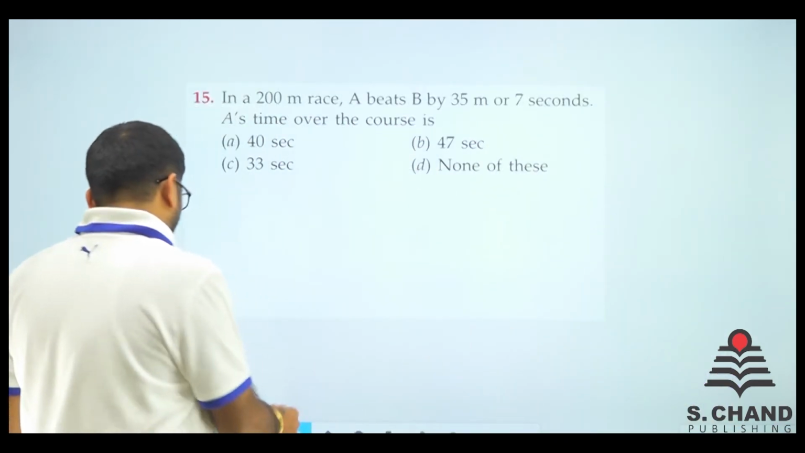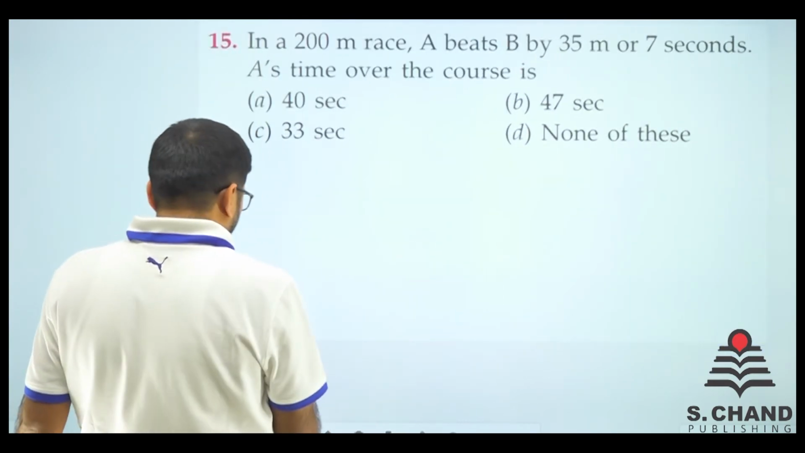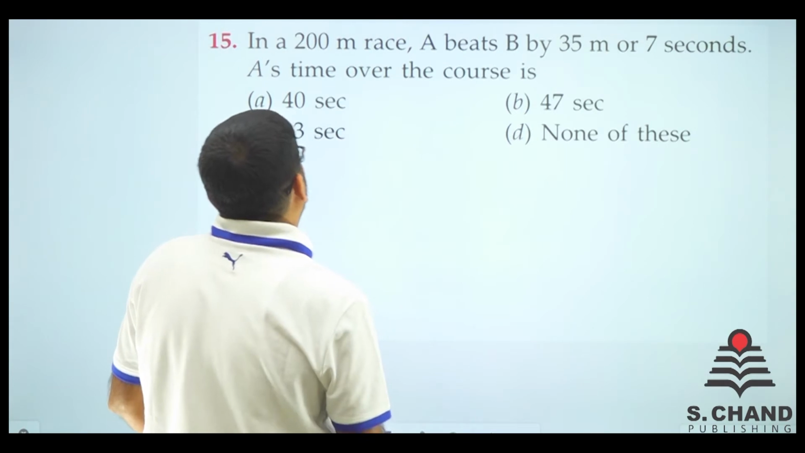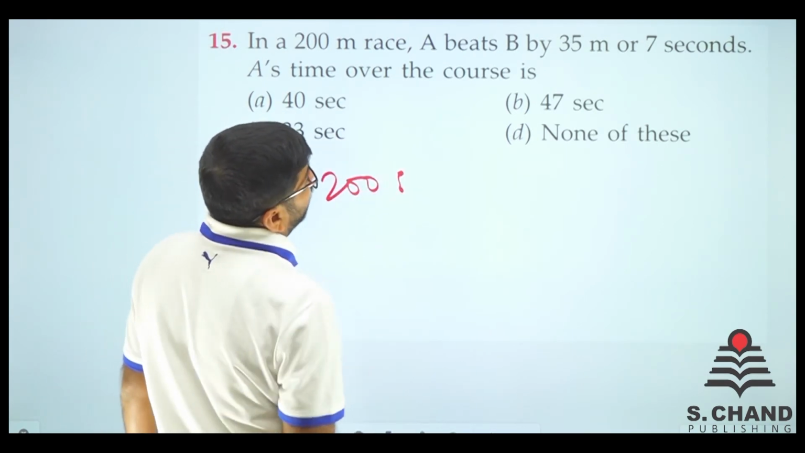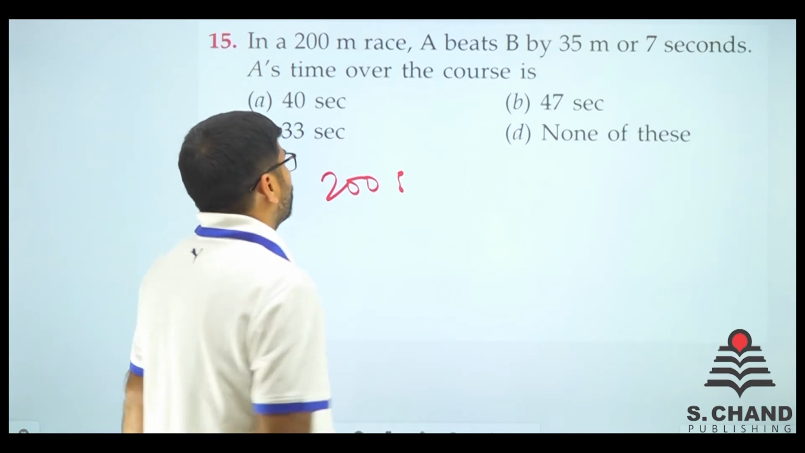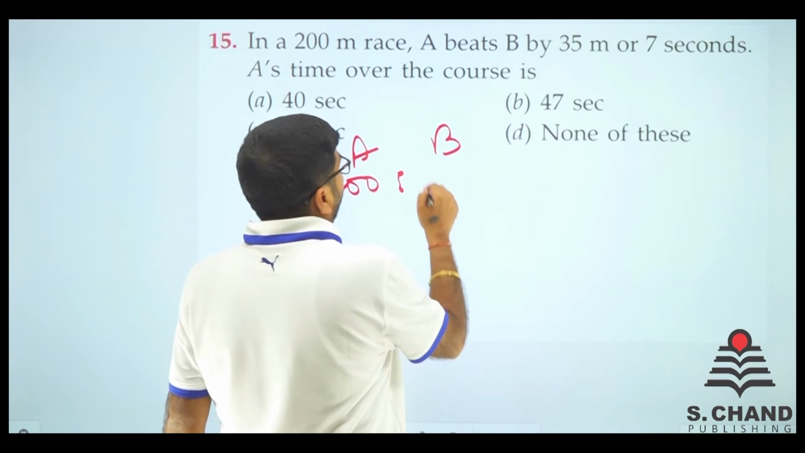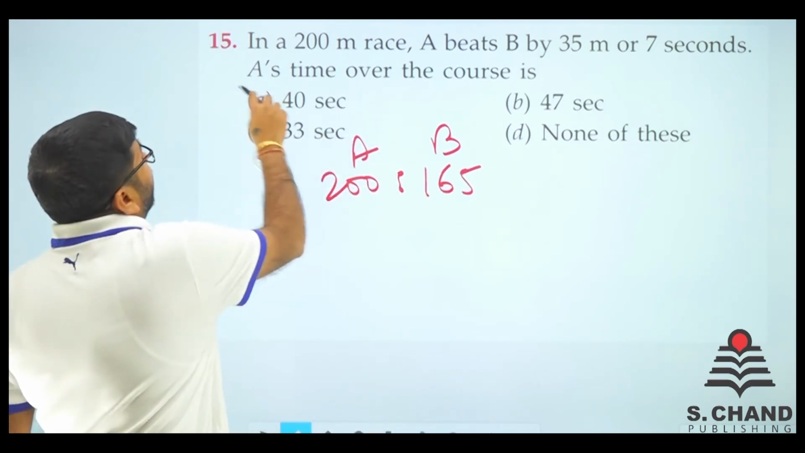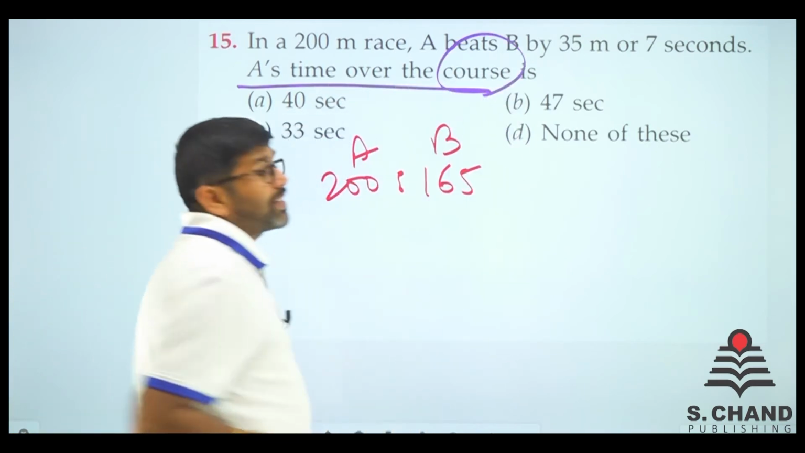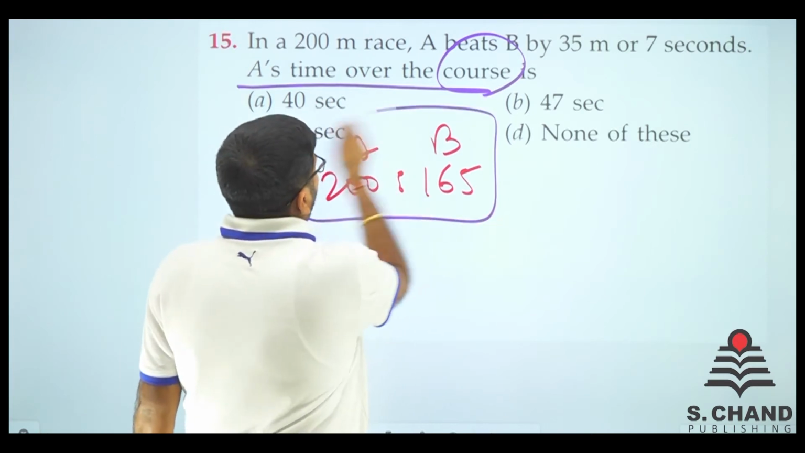Here we go. Question number 15. In a 200-meter race, A beats B by 35 or 7 seconds. So 200 meter का race है और he beats B by 35. So A is to B हो जाएगा आपका 35 minus करना है 165. That you can do. 7 seconds. So 8 time over the course. A का time कितना होगा ये आपको पता लगाना है. So this is the ratio for A is to B.